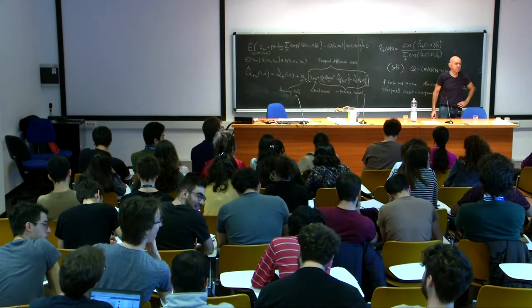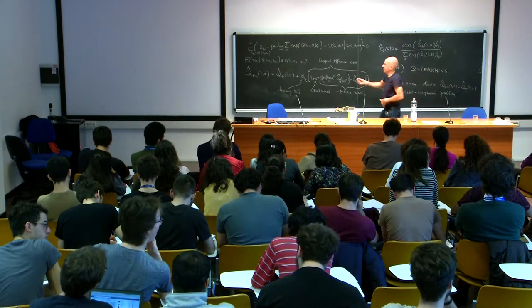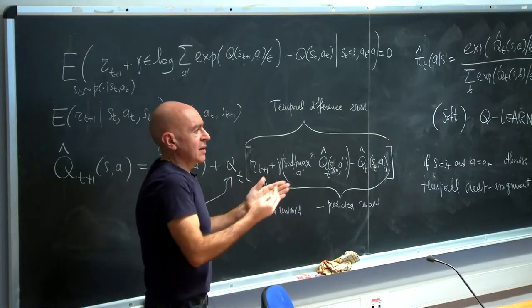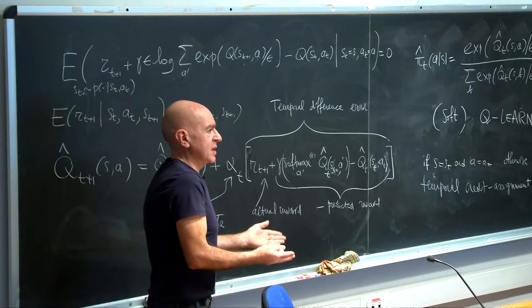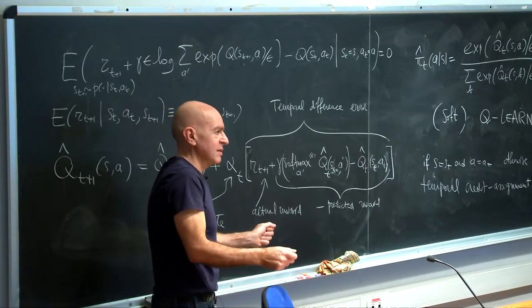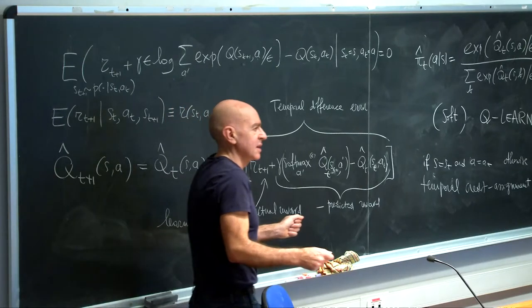No, because there is still randomness. The only situation where you can go really fast is when your model is deterministic and your rewards are deterministic. Then every time that you visit a state, you will know for sure what the transition probability is.